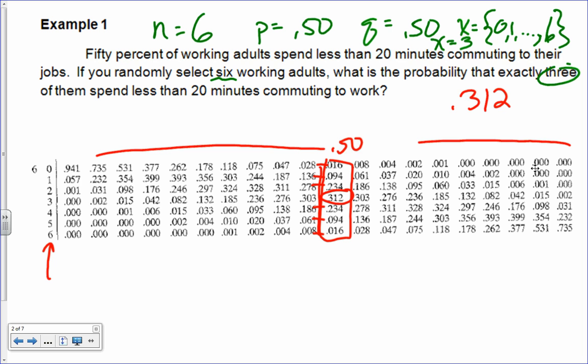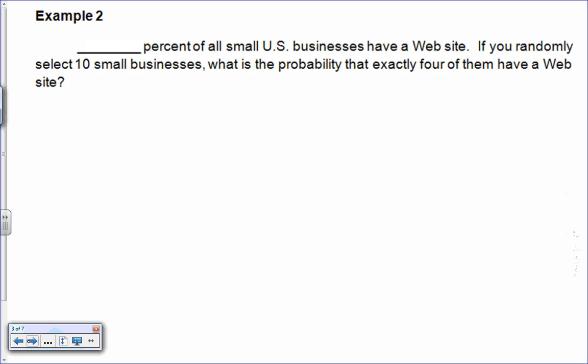And keep in mind, this is only really 7 options. Imagine if there's 50 options, or 100, or 20. It's going to be spread out greatly. Okay? So here we go. Example 2. Blank percent of small U.S. businesses have a website. I left it blank because I figured that would change from year to year, and we'll make up what we believe the number to be. If you randomly select 10 small businesses, what is the probability that exactly 4 of them have a website?